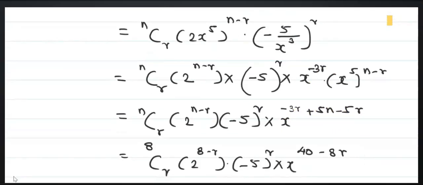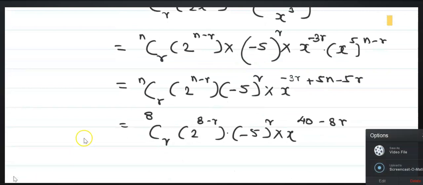These are the steps. Now next is 8Cr, that is n is replaced by 8. Therefore 8Cr 2 raised to 8 minus r, minus 5 raised to r and x raised to 40 minus 8r, minus 3r minus 5r. n is equals to 8, 5 times 8 is 40. Therefore x raised to 40 minus 8r.